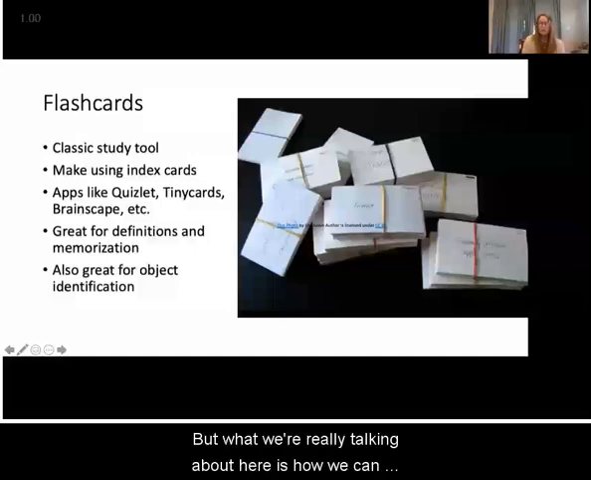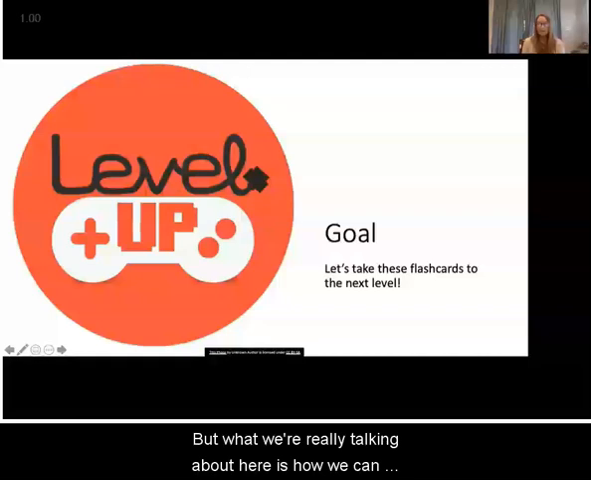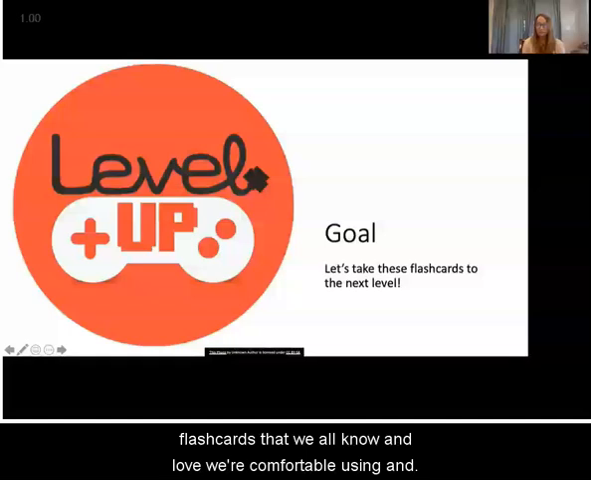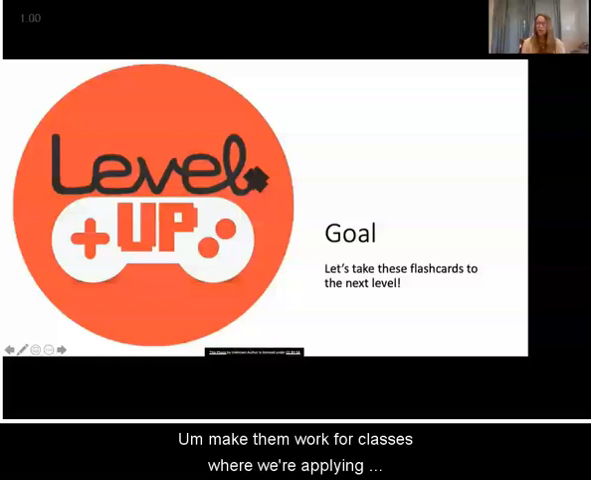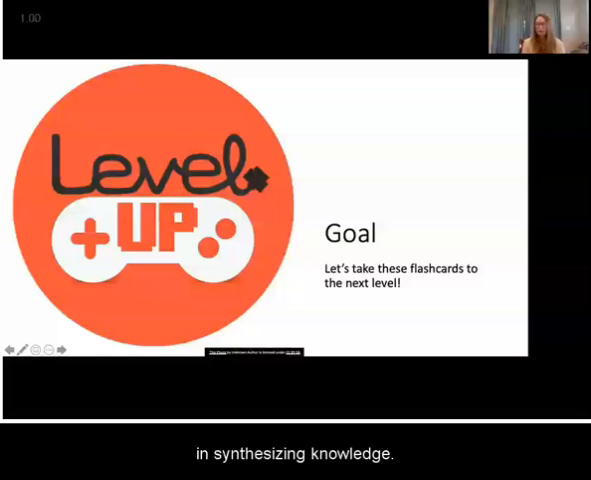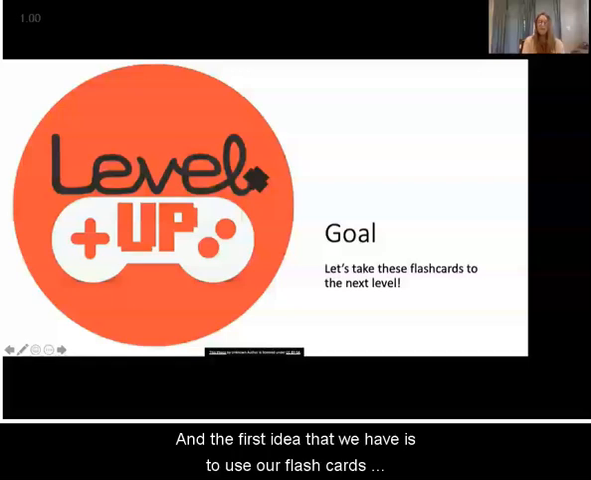But what we're really talking about here is how we can level up our use of flashcards to make them a great study tool for higher order thinking. So how can we take these flashcards that we all know and love, we're comfortable using, and make them work for classes where we're applying and synthesizing knowledge? And the first idea that we have is to use our flashcards to make concept maps.